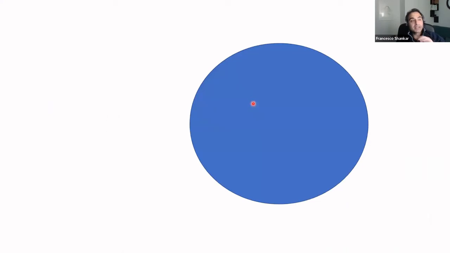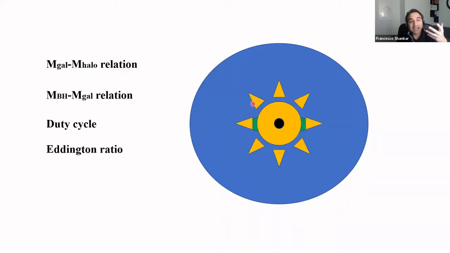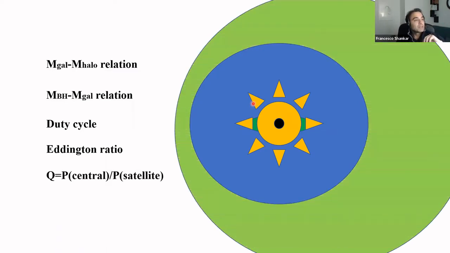So what we are doing here is that now we are doing abundance matching, but using black hole mass. So we are first assigning a galaxy to a dark matter halo, and then we are assigning a black hole given the stellar mass or the velocity dispersion of the galaxy. We are assigning a probability for this black hole to be active. We are assigning a rate of accretion for this black hole, so this is the Eddington ratio. We are also assigning a probability for a central and a satellite to be active.